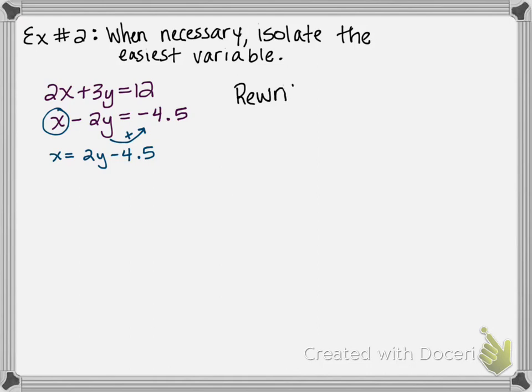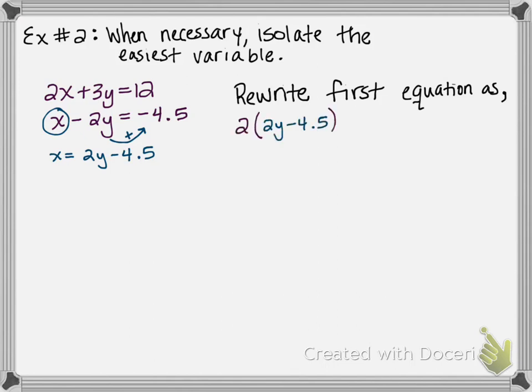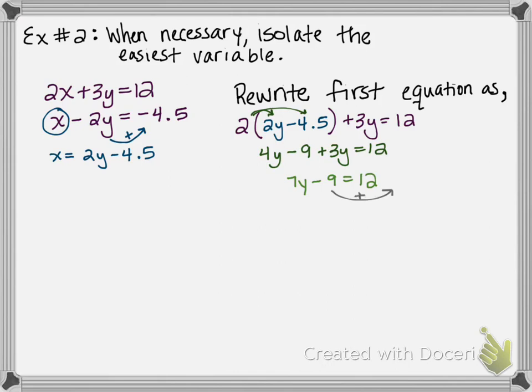So now, as we did in the last example problem, I'm going to rewrite, this time, the first equation. It's whichever one you didn't isolate. So I'm going to rewrite the first one as 2. Instead of x, I'm going to substitute in a 2y minus 4.5. I still have my plus 3y equals 12 there. I have to distribute the 2. We have 4y minus 9 plus 3y equals 12. We do have to combine like terms, so from that 4y and 3y, that's how we got 7y.